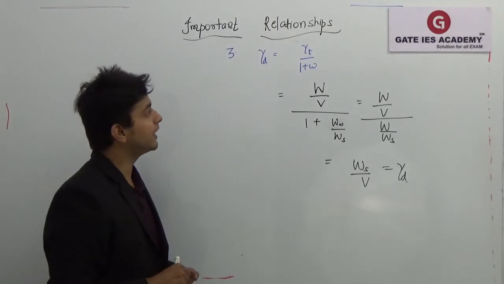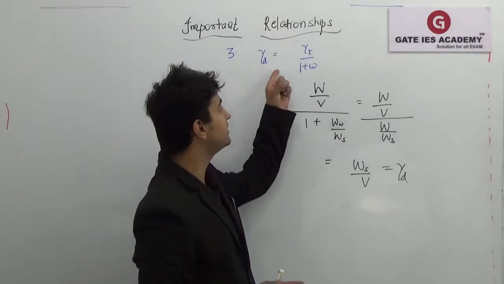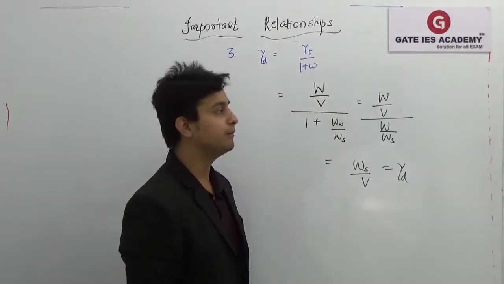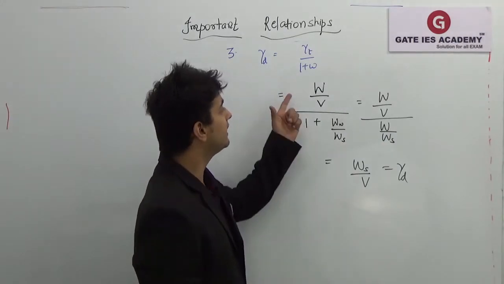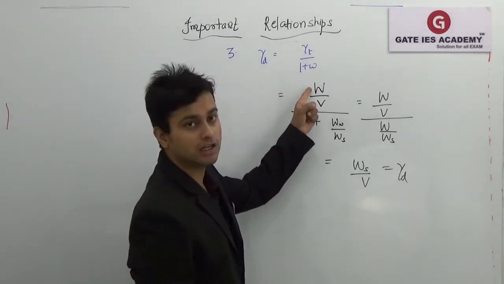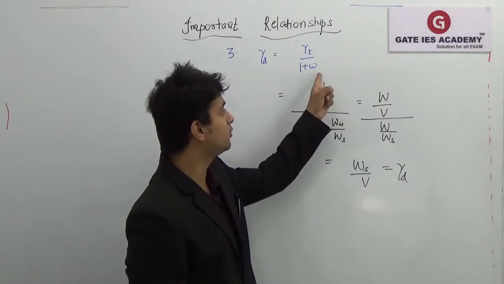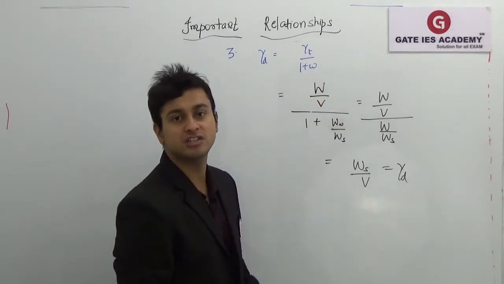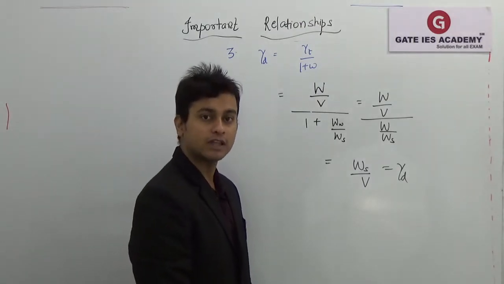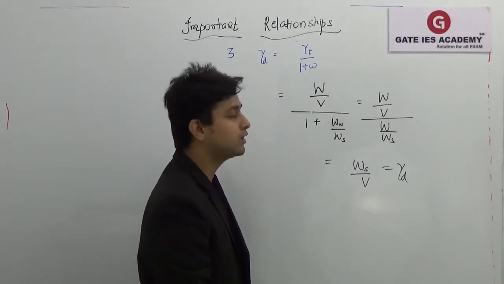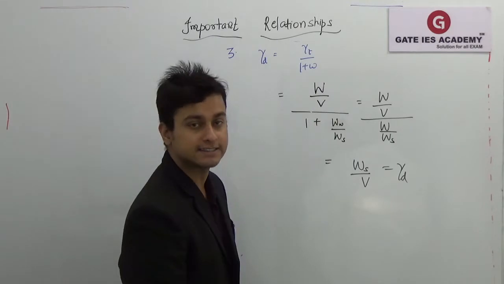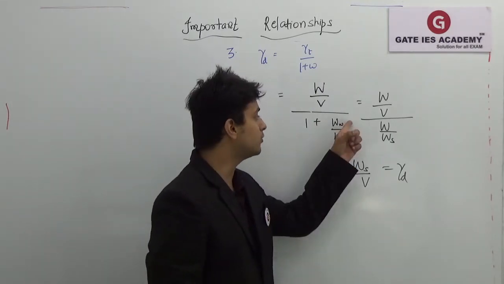Okay students, now let's look at the next derivation, that is gamma d equals gamma t upon 1 plus w. How will I derive it? I'll simply write gamma t as total weight upon total volume, and this will be 1 plus w upon Ws. This is nothing but small w, which is the water content given. We very well know that the water content is nothing but equal to Ww upon Ws. So here I'll write down Ww upon Ws.